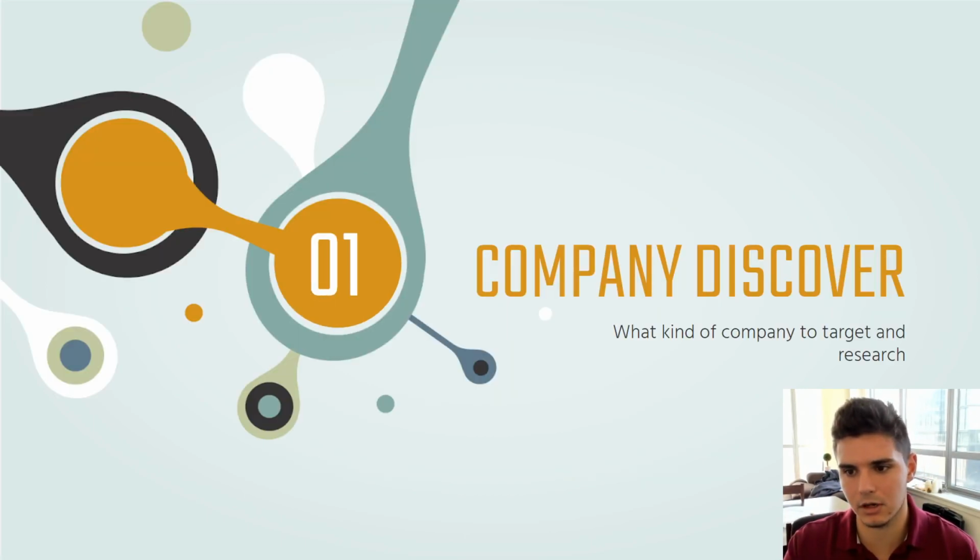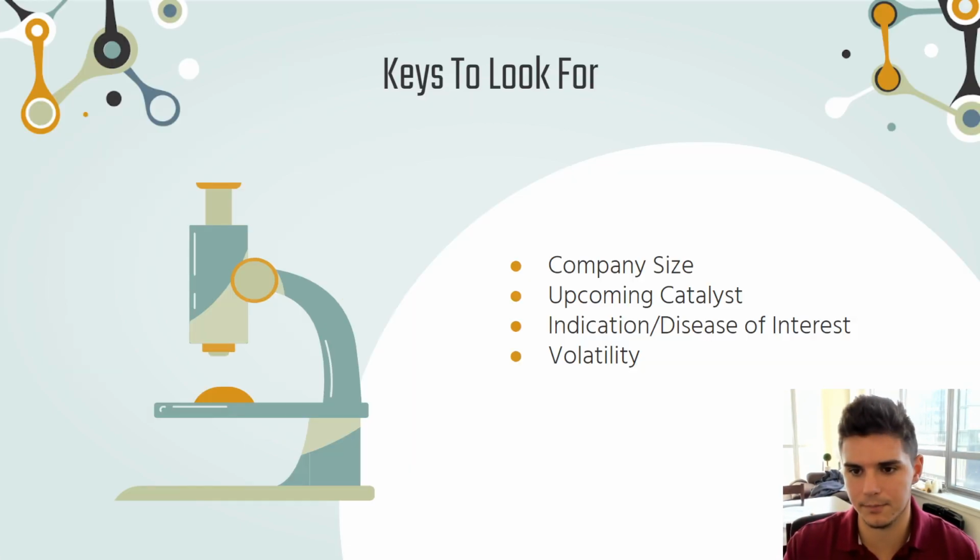So company discovery, what kind of company to target and research, right? There's all these different companies. Some keys to look for and to take into account when you're looking at the various companies are the company size, the catalyst landscape, the indication disease, and the expected volatility.